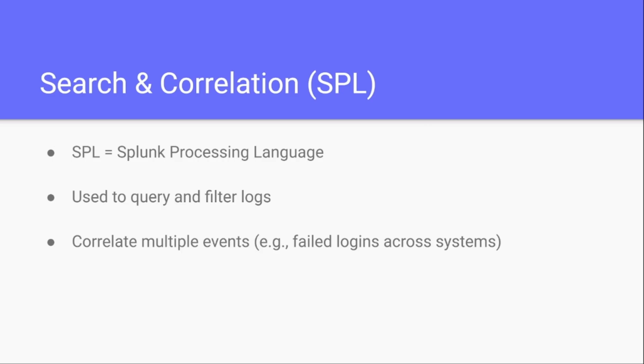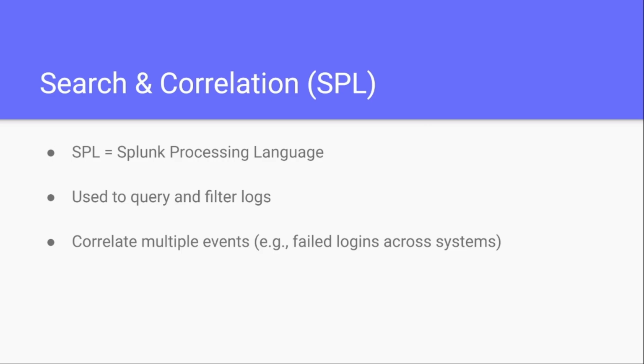A simple SPL query would look like, for example, index equals security space source type equals window asterisk, and then next to that will be quotation marks within the quotation marks will be failed space login. This query will pull up all instances of failed login attempts across all Windows-based devices in the security logs.